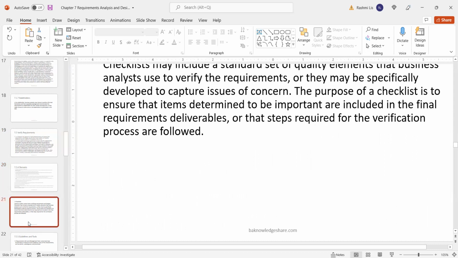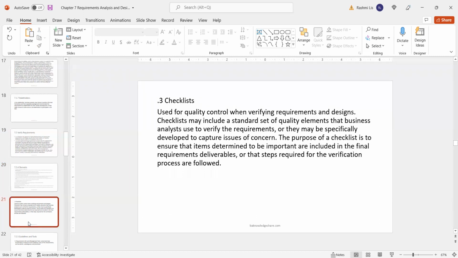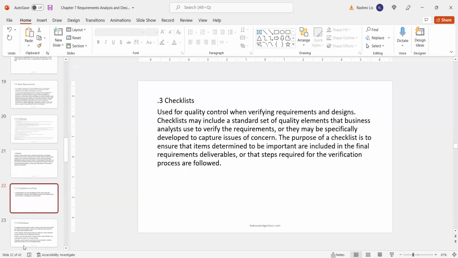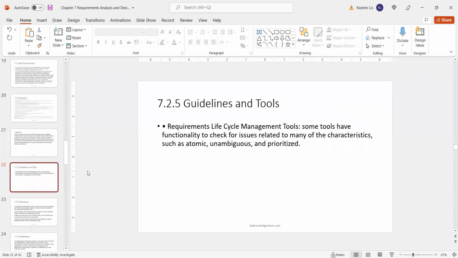She also has a prepared checklist to ensure that she is meeting a certain set of quality standards. In this case, she may use a peer to do some sort of peer review based off of the checklist. She has specific guidelines and tools that she uses, meaning a requirements lifecycle management tool. In this case, she doesn't have software, so she uses a simple Word document to document the requirements and represent certain models. And she uses that tool to validate her work.